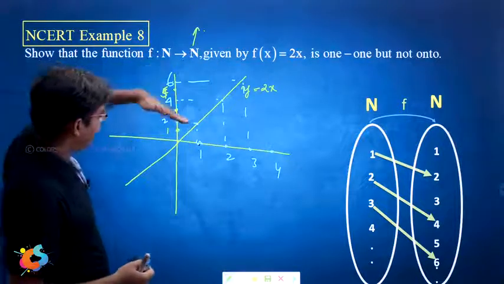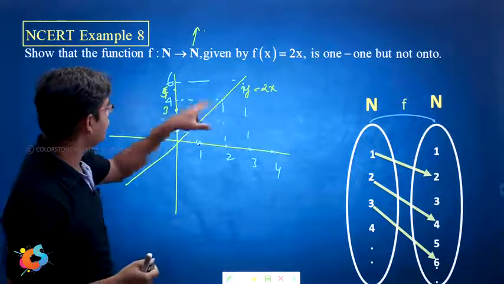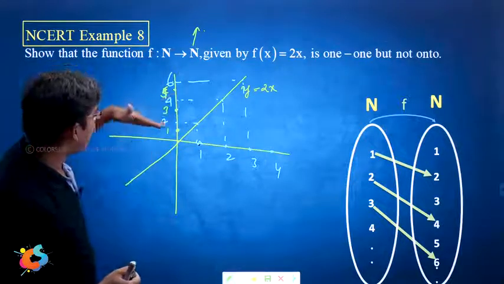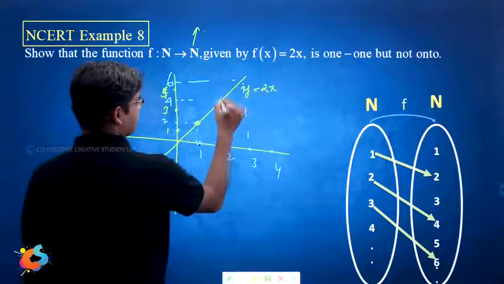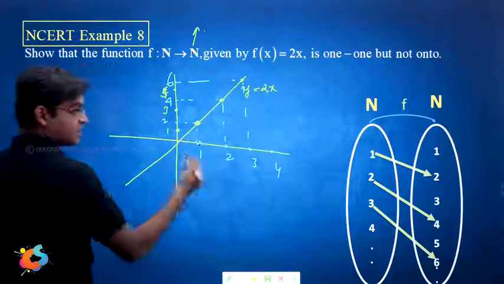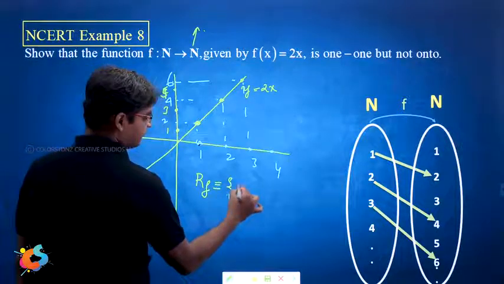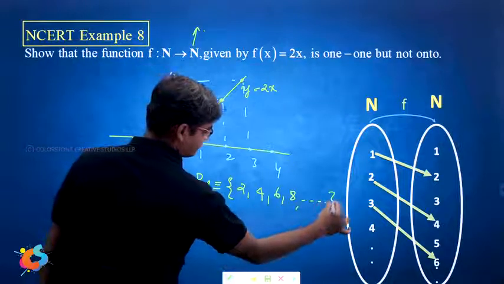So if you take the range for 1, it is 2, for 2, it is 4, for 3, it is 6, for 4, it will be 8. So all the even natural numbers are being covered in your range, isn't it? What is our range? Range is nothing but the set of all output values. So therefore, the range of the function will be 2, 4, 6, 8, and so on like this.